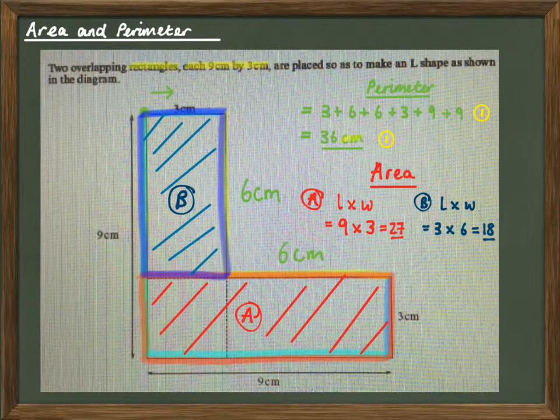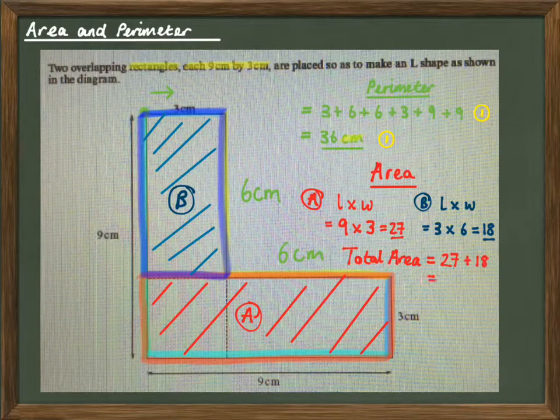If you want to do it the other way round, so 3 times 9, 6 times 3, you're thinking about length and width the other way round to what I am, that's absolutely fine, okay? It doesn't really matter as long as you multiply them together. Now, to get the total area, I know what A is and I know what B is. I'm going to have to add them together. So total area equals 27 plus 18. Add them together and you're going to get 45.